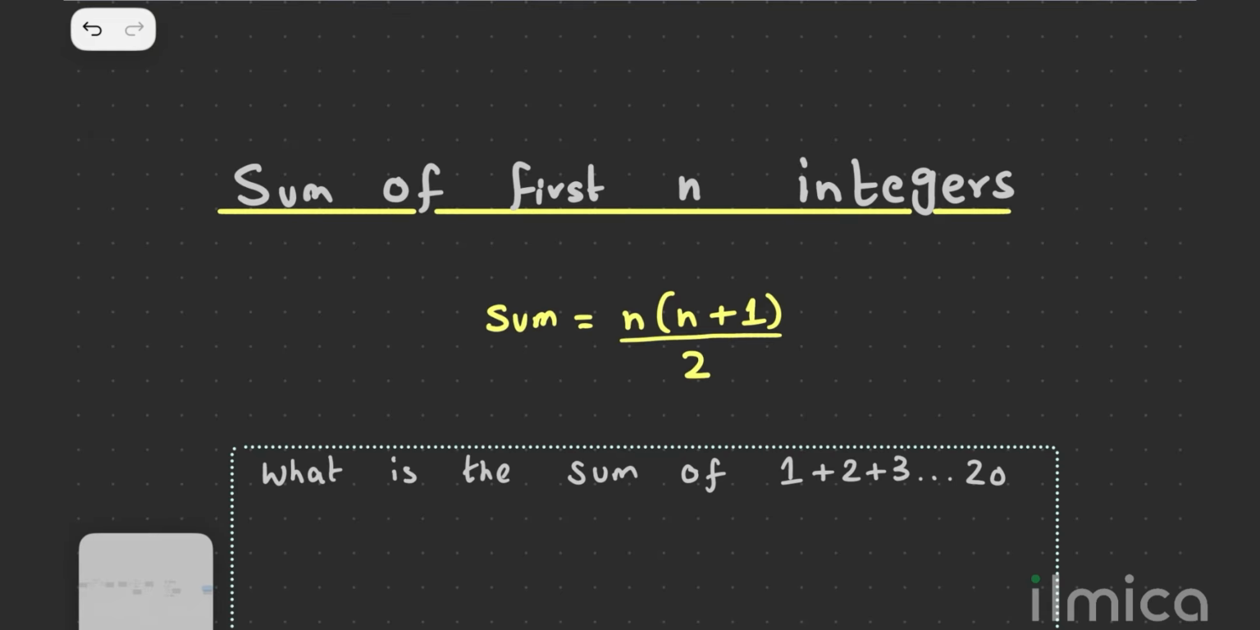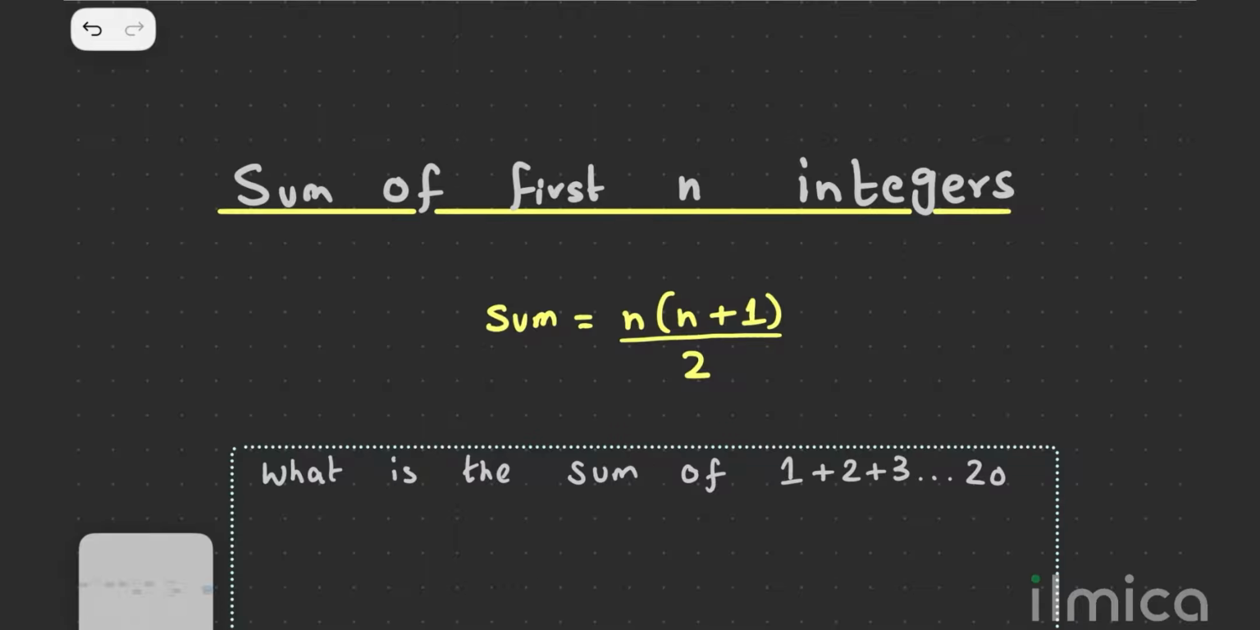If you have to figure out the sum of the first n integers, given that the integers start from 1 and go all the way to any given number n, then this is the formula you are going to use. The formula is simply n times (n plus 1) divided by 2. So this gives you the sum of the first n integers starting from 1.